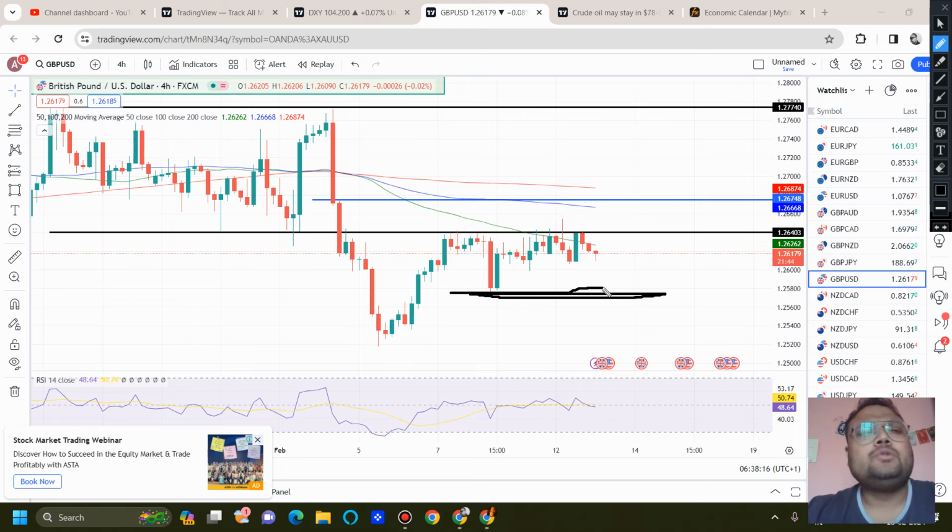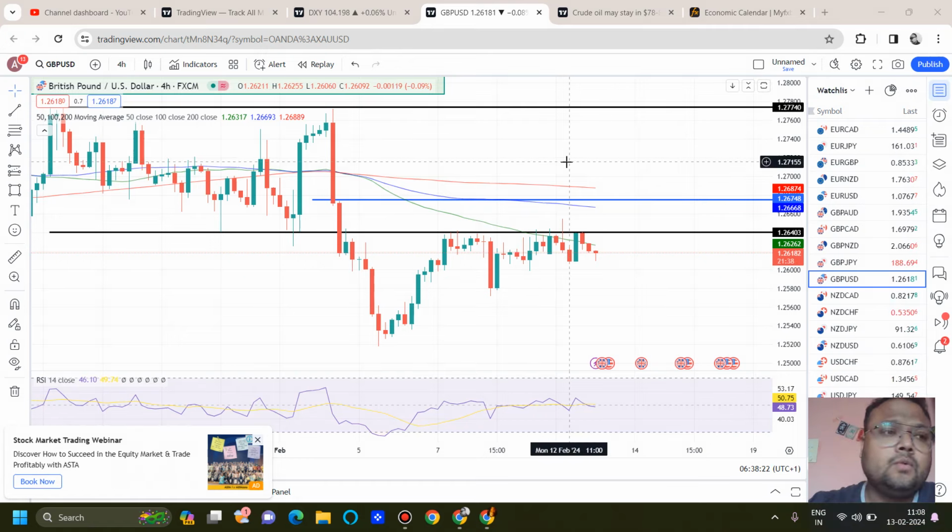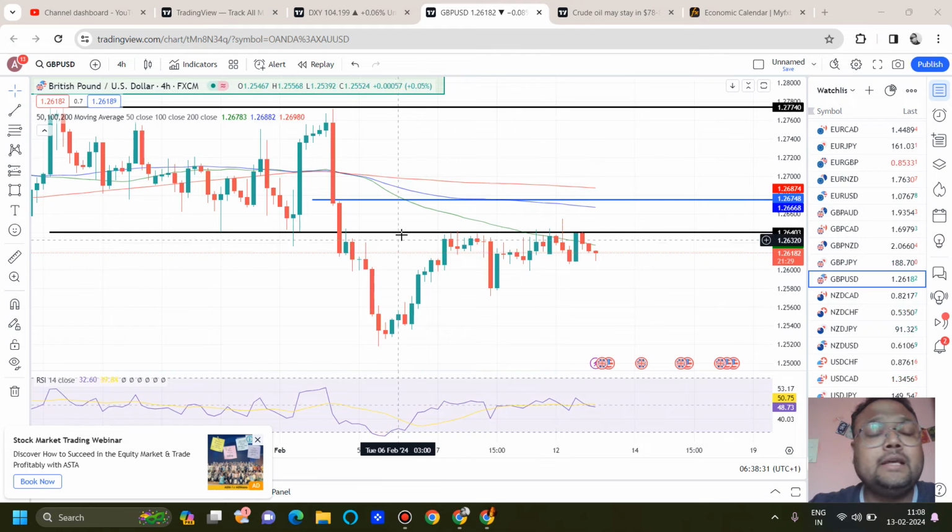I think we should give some time to GBP USD, let the market settle, and only then will the trading opportunities on GBP USD be reliable for us. After all, this is the market. It is not possible for any human trader or retail trader to understand the market at each and every level. So as a retail trader, we can only trade on the levels that we understand.